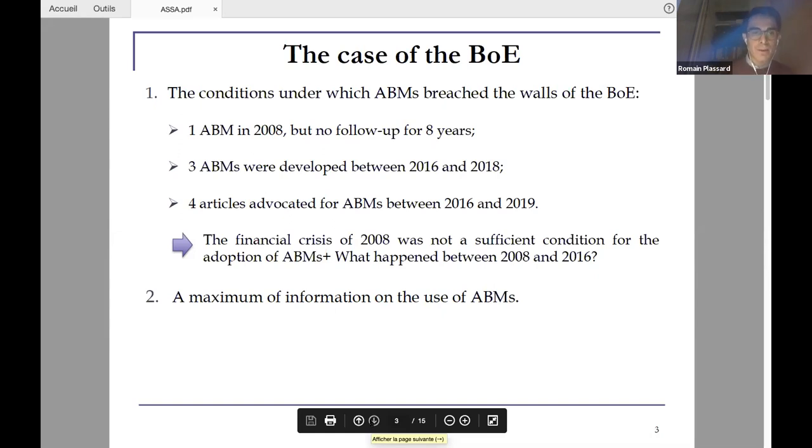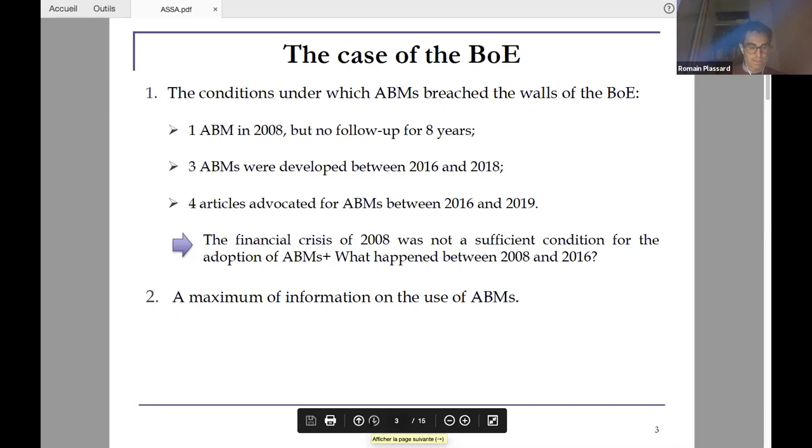On one side, three agent-based models were developed between 2016 and 2018. And on the other side, between 2016 and 2019, four working papers advocated for the use of agent-based models in policymaking. So the question is, what happened between 2008 and 2016? And it turns out that answering this question is key to understanding the development of agent-based models at the Bank of England.